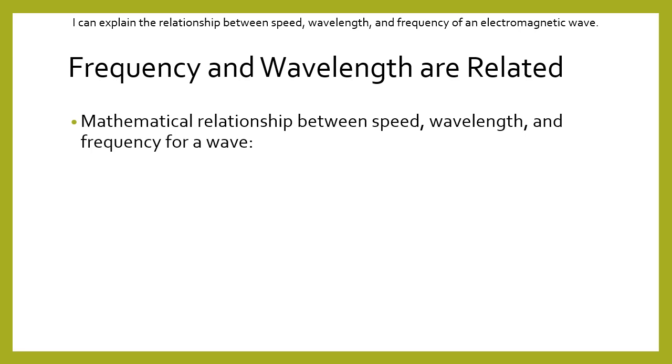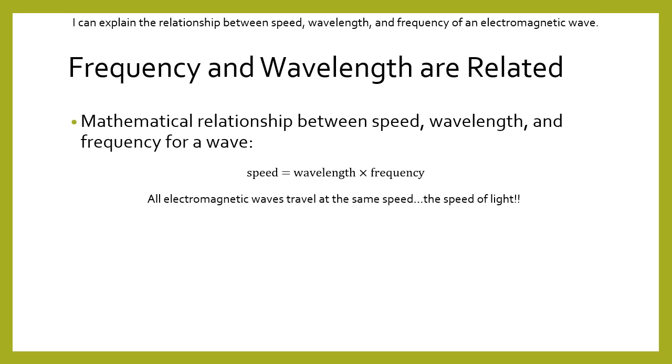So there is a mathematical relationship that relates these things, speed, wavelength, and frequency for a wave. It is given by this equation. The speed of any wave, again, that's just how fast it's moving through space, is equal to its wavelength times its frequency.